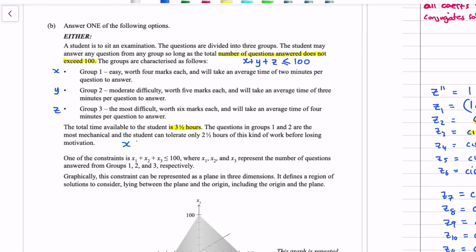Where's the time? Time to time. 2 minutes per question for group 1, 3 minutes per question for group 2, 4 minutes per question for group 3. So 2x plus 3y plus 4z. That's the total amount of time, which needs to be less than or equal to 210. It's another constraint.